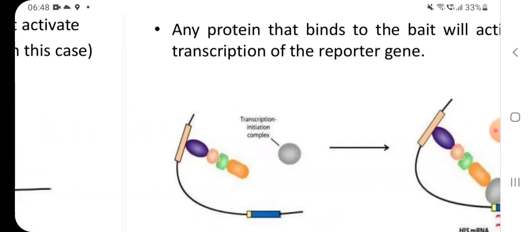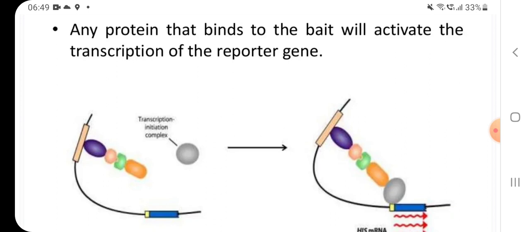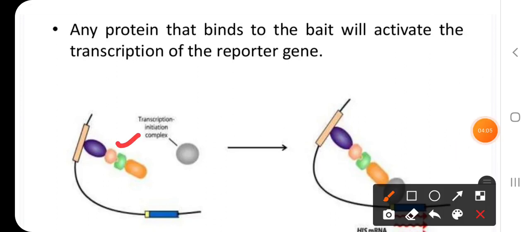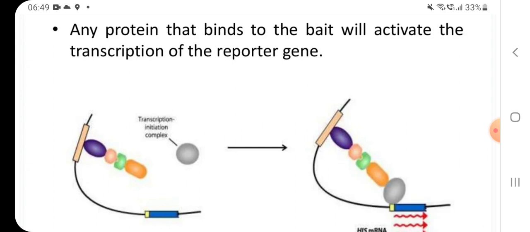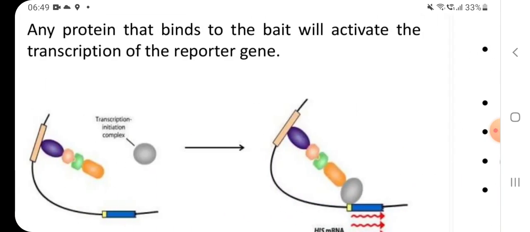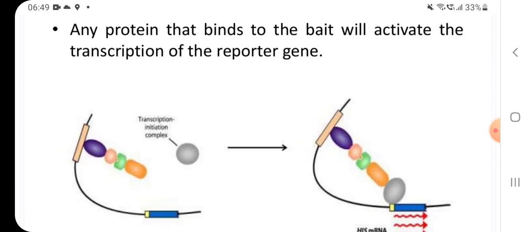But in this case, binding is occurring. Any protein that binds to the bait will activate the transcription of the reporter gene. You can see in this picture the mRNA transcription is occurring. So this is all about the Yeast Two-Hybrid system.